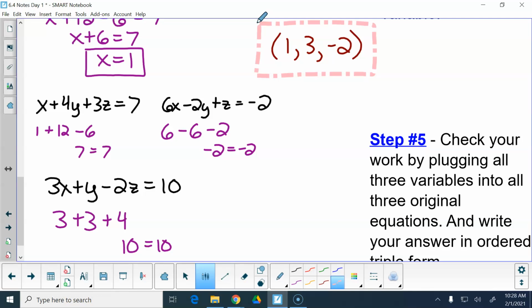I am not going to lie to you. You might make a mistake somewhere along the line. That check is huge. Okay? Huge.